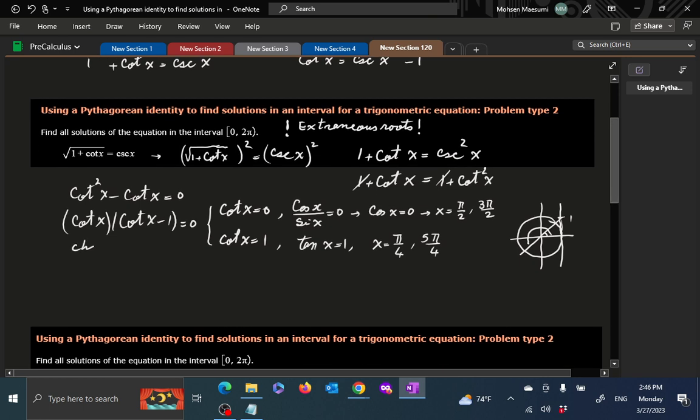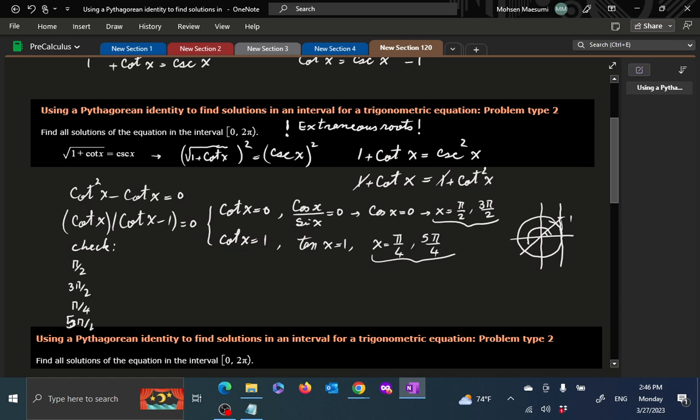Next comes the issue of check. We have to check all of these. Let's make a list: pi over 2, 3 pi over 2, pi over 4, and 5 pi over 4. Checking means in the original equation. If you check the final equation, of course it checks, but the original equation, that's the issue. Is it true that 1 plus cotangent of pi over 2 is the same as cosecant of pi over 2?